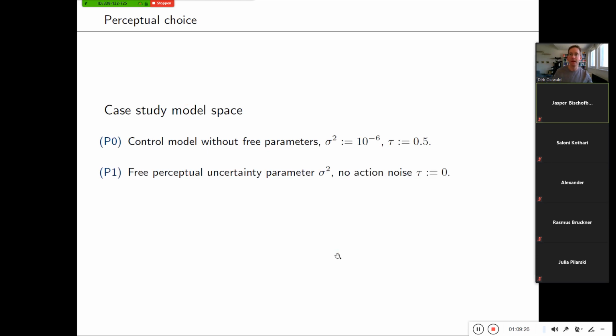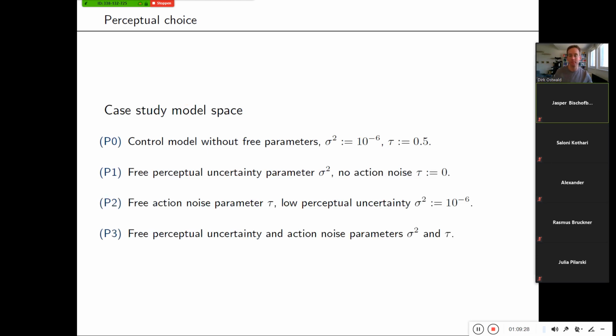Good. Then, to play with this model a little bit, I created a case study model space to compare different things, to look at how these things behave, and then also to try to explain the experimental data with that.